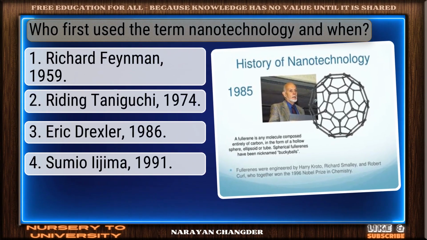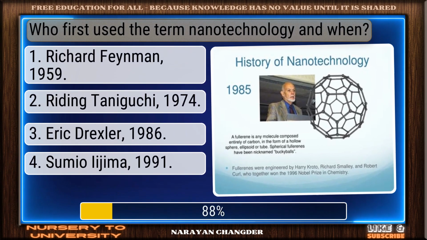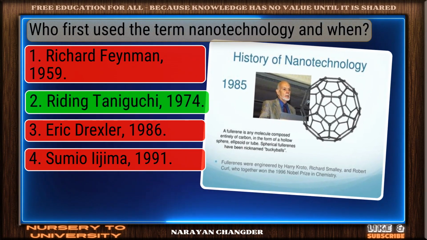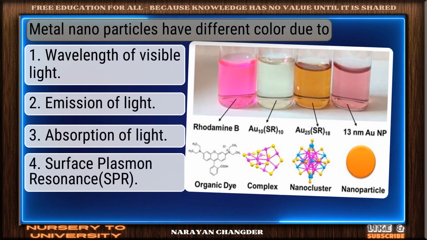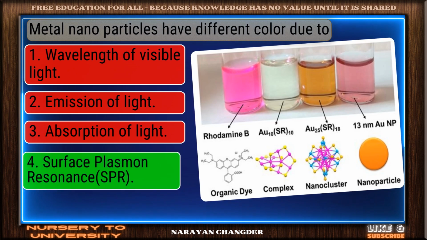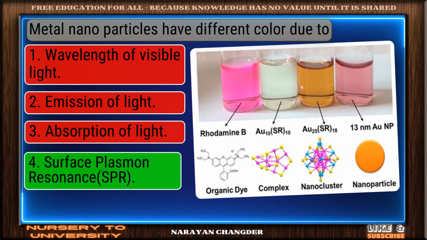Who first used the term nanotechnology and when? Excellent. Norio Taniguchi, 1974 is a brilliant choice. Metal nanoparticles have different color due to? Exactly. Surface plasmon resonance makes sense and it is the right choice.